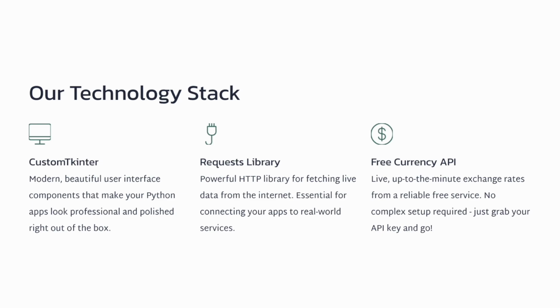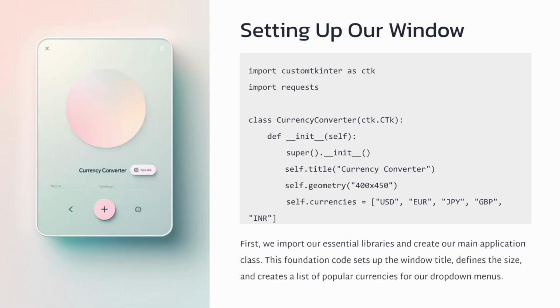All right, let's start with the code that sets up our main application window. First, we need to import customtkinter and the requests library. Then we create a class for our application. Think of this class as the blueprint for our entire program. Inside this blueprint, we'll set up the main window, give it a title like Currency Converter, and set its size. We'll also create a short list of some common currencies, like USD, EUR, and INR, to use in our drop-down menus later. It's the basic scaffolding for our digital masterpiece.